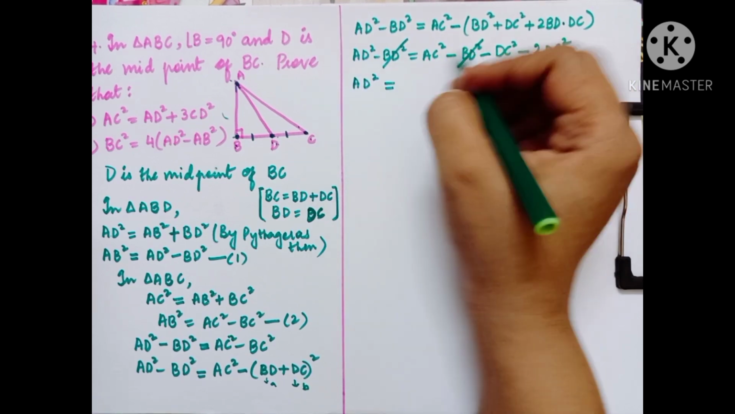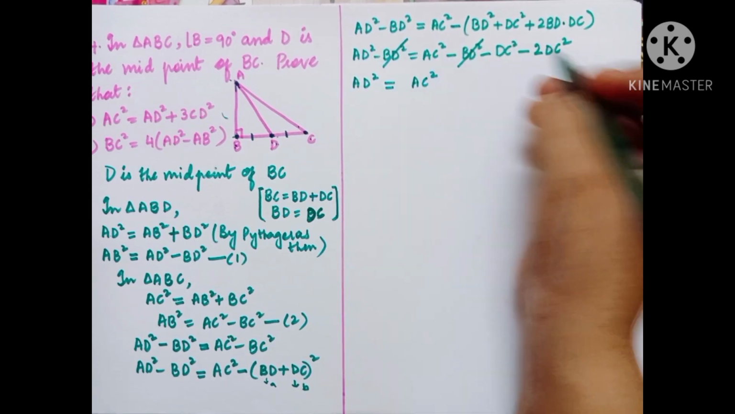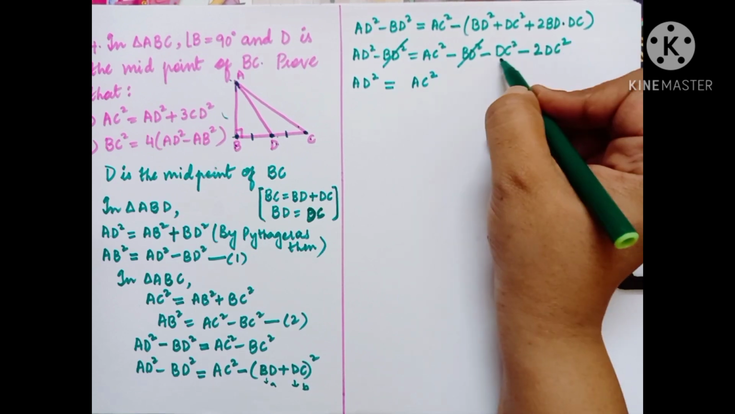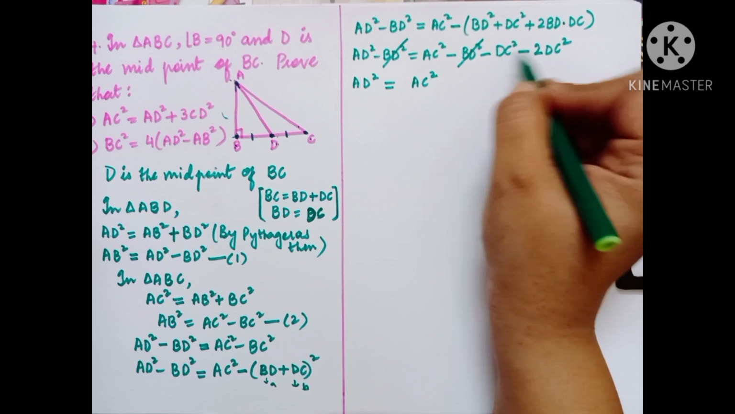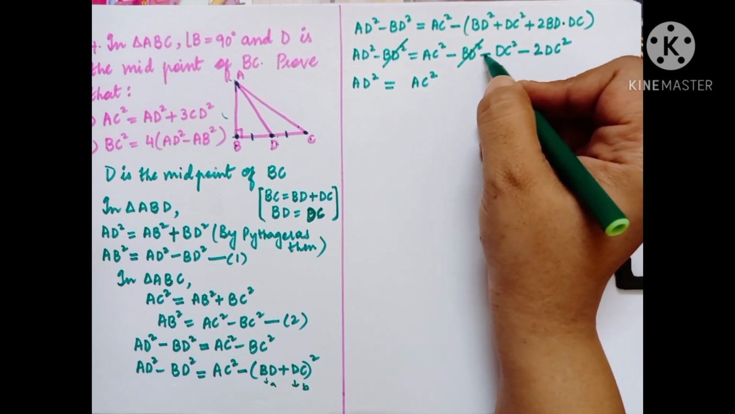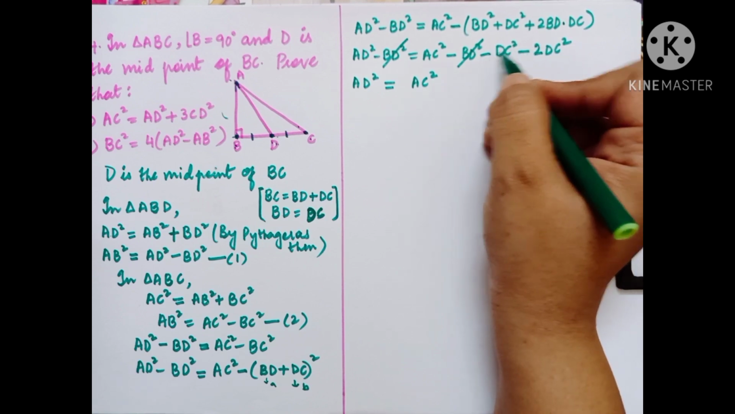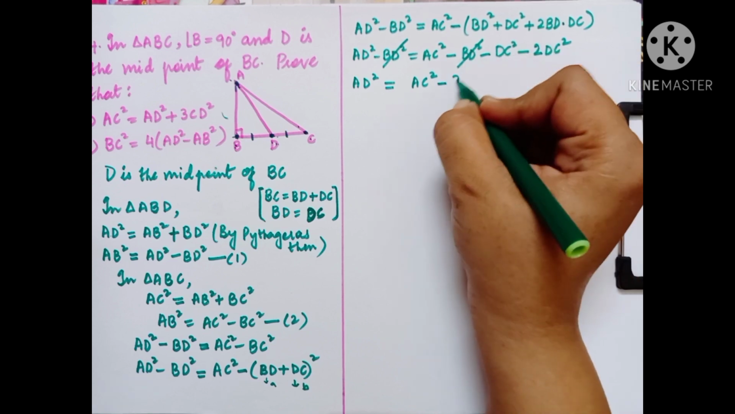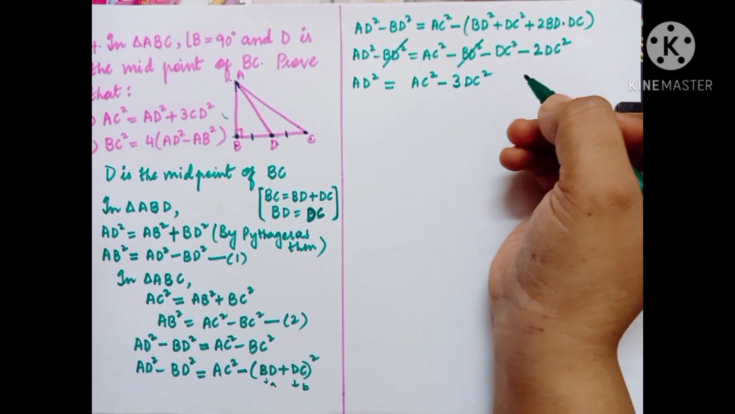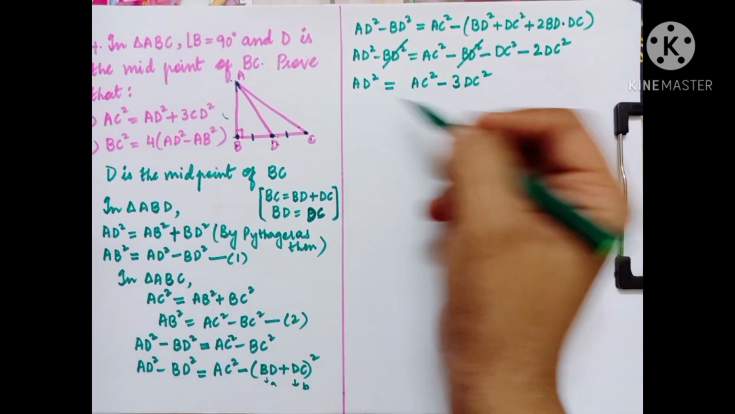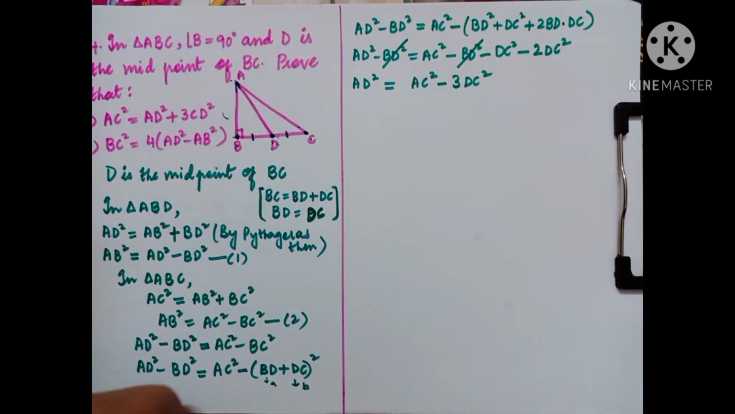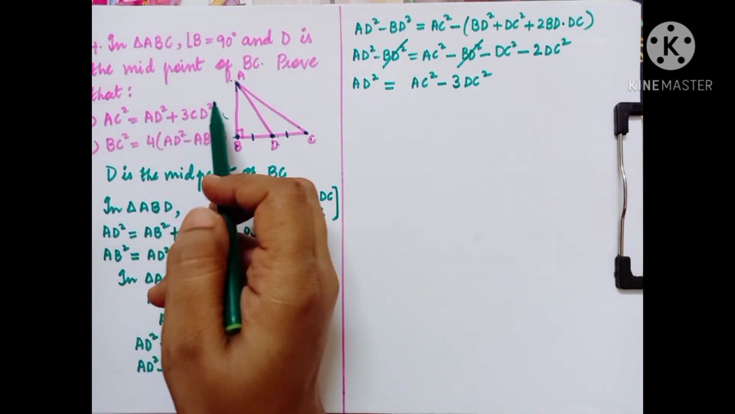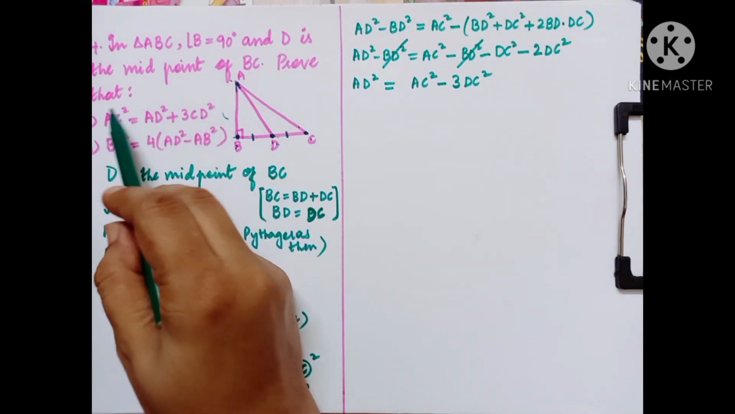AD square equal to this AC square as it is, now minus DC square minus 2 DC square, both are like terms. Minus and minus 2 will give you minus 3, so minus 3 DC square. So now you got this equation, but what you need to prove is AC square equal to AD square plus 3 CD square.